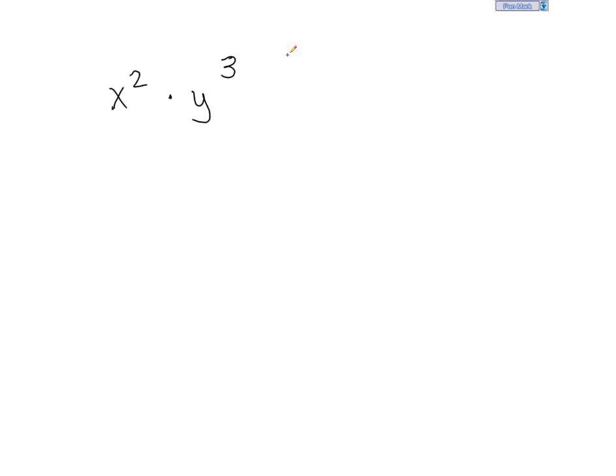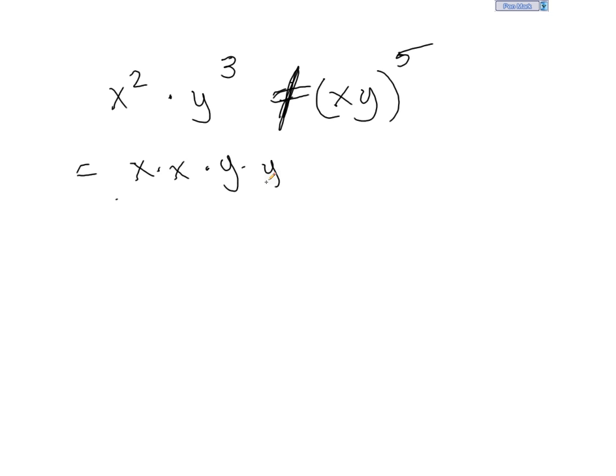It can be a common confusion to think that something like x squared times y to the third would be... a lot of people would start to do something like this, like xy to the fifth power. Well, that's not okay. We can't really do that because that's not what this is saying. We're not multiplying x times y, x times y, x times y, x times y.